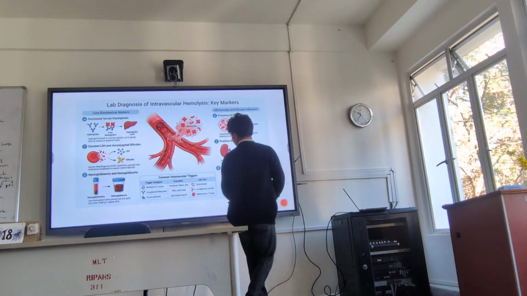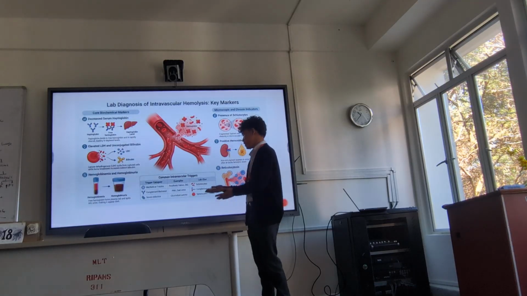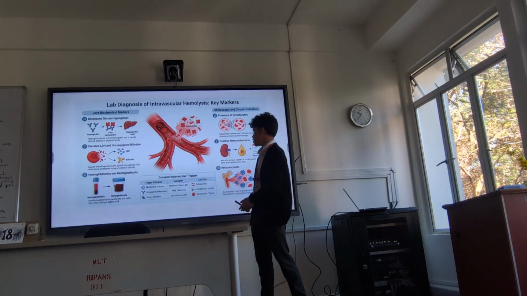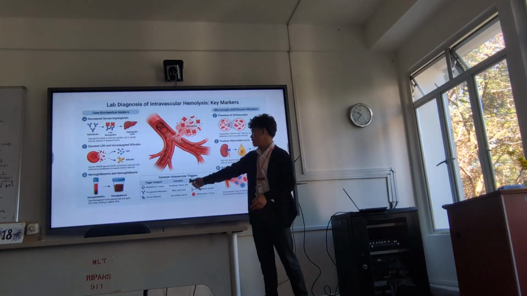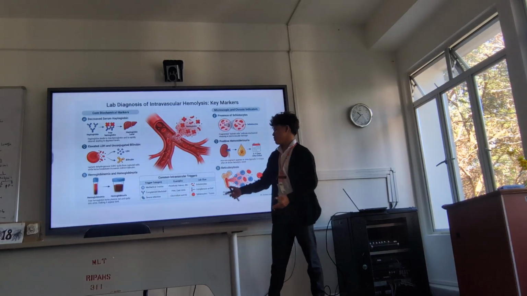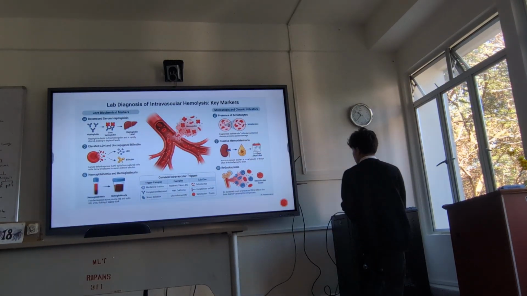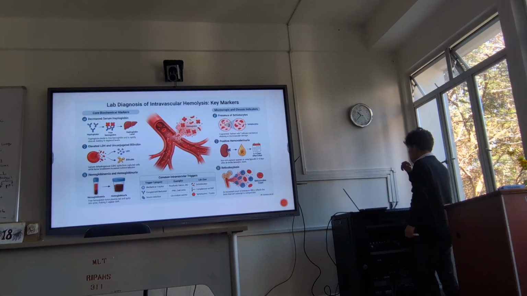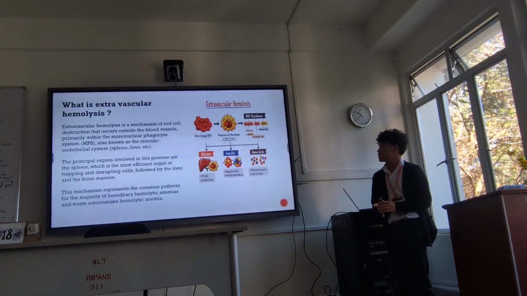Some mechanical trauma examples are, as you know, DIC, disseminated intravascular coagulopathy, and related are autoimmune hemolytic anemia. And then severe infection like Pseudomonas. Sorry, and then we'll go to extravascular hemolysis.